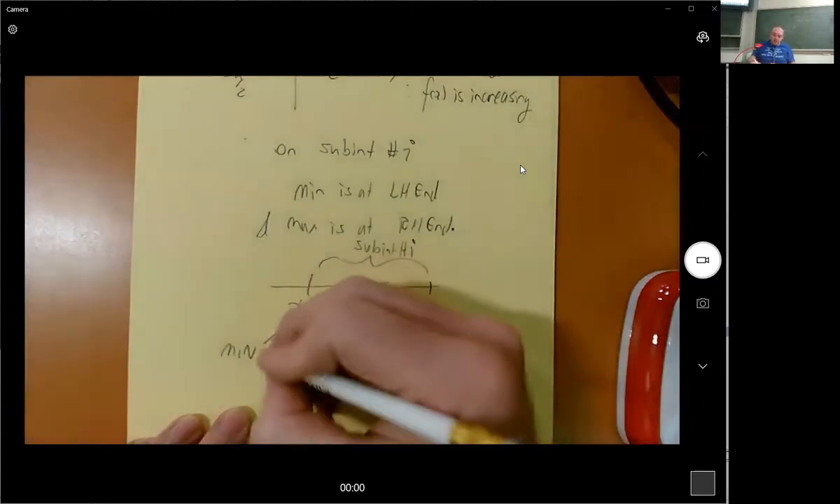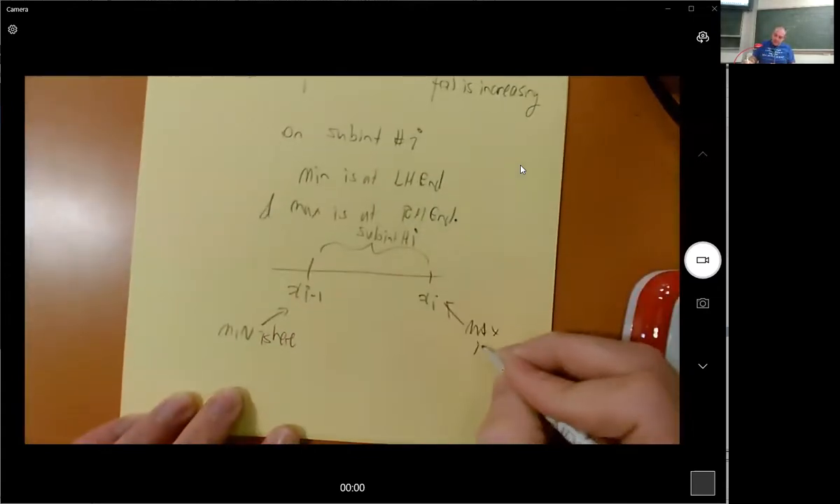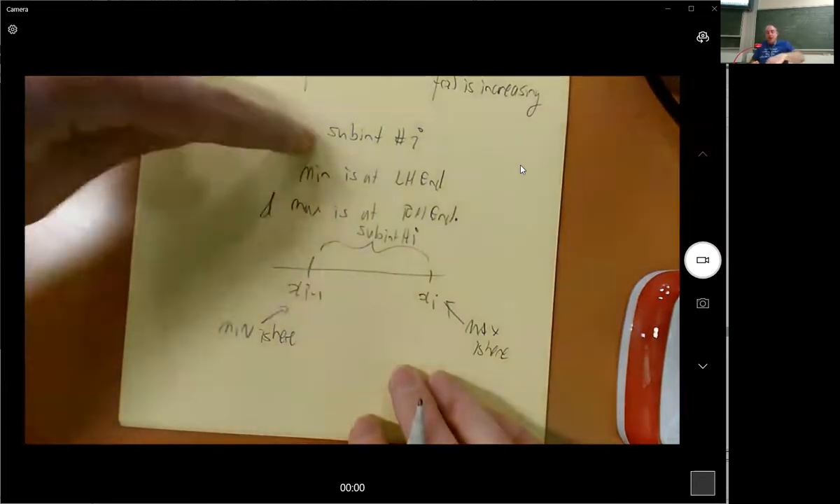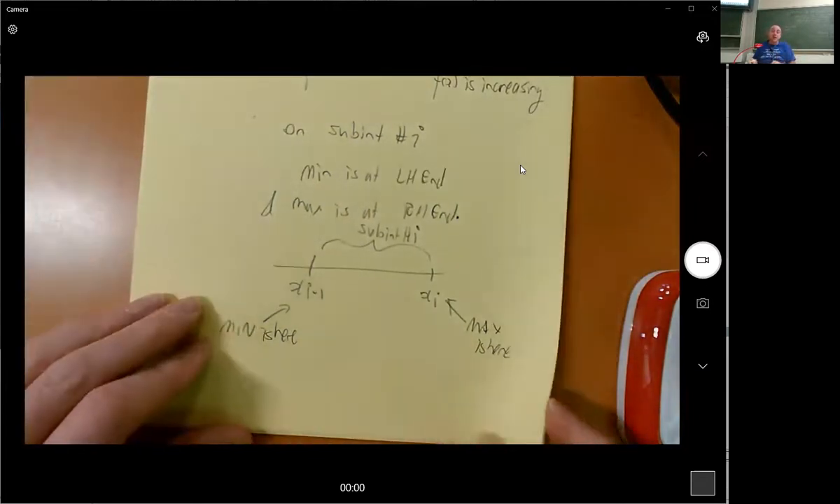Now I'm just saying it is here. x_(i-1) isn't the minimum, it's just the place where the minimum is. The minimum is the y value. So we're going to have to figure that out.